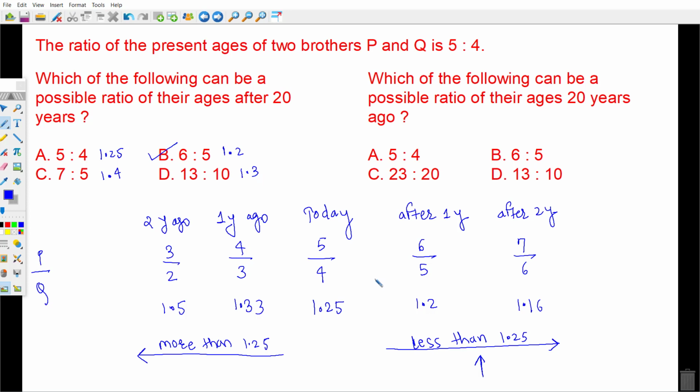Which of the following can be a possible ratio of their ages 20 years ago? As we are going 20 years back, the value of ratio has to be more than 1.25. So let's identify which option is more than 1.25. First option is 5:4, that is 1.25. Second option is 6:5, 1.2. Third option is 23:20, that is 1.15. And the last option D is 13:10, that is 1.3. So the only option which is more than 1.25 is option D.